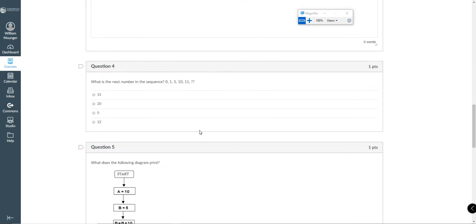We got a little bit more, and we got a pattern. 0, 1, 5, 10, 11, and then 15 would be the next pattern. And the next one after that, if you were to look at this, so 0, 1, 5, 10, 11, 15, would be 20, 21, 25.